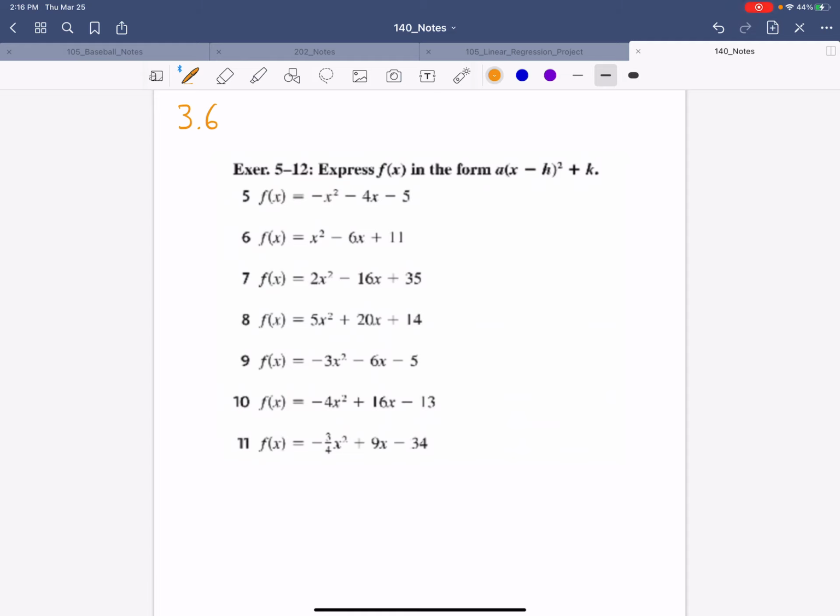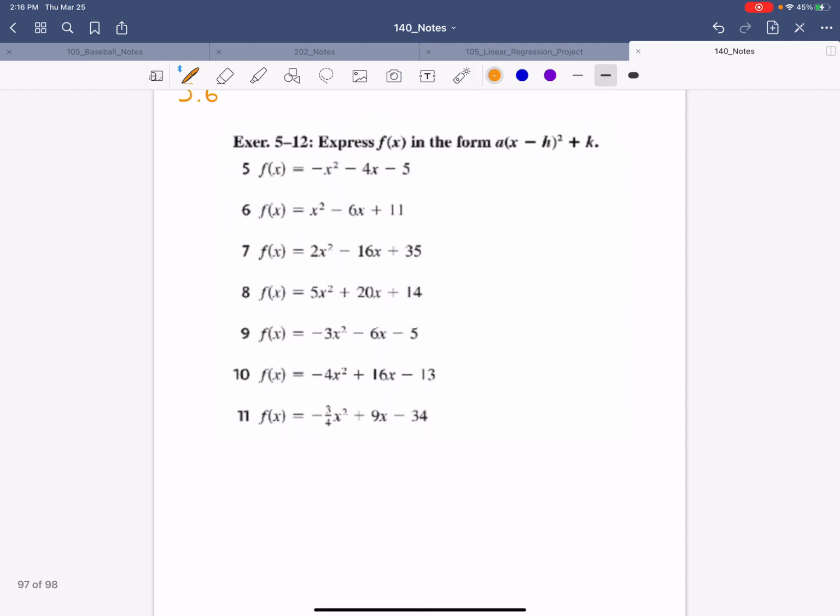Hey everyone, let's take a look at a problem from section 3.6, which is graphing quadratic functions, right? Quadratic polynomials. Here we learn how to express a quadratic in vertex form or standard form, and we learn how to graph it pretty exactly. Let's look at the basics of that.